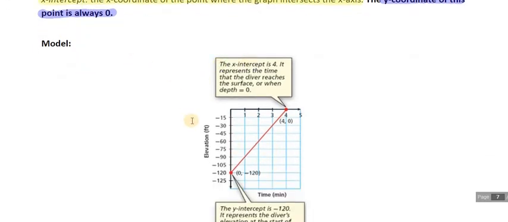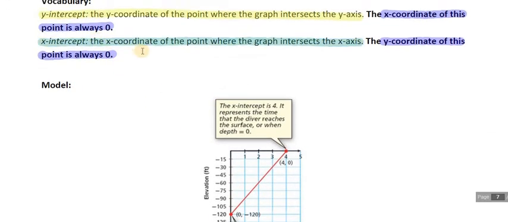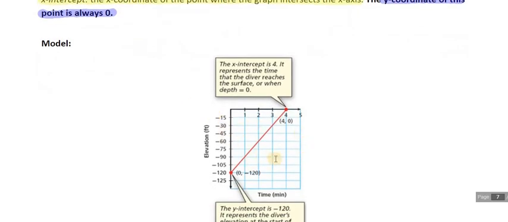Okay, so here's an example, and I didn't want to use this with the definitions just due to the fact that we are only in the bottom right quadrant of our coordinate plane. But it does display x and y intercepts. Okay, so in this model it says the x-intercept is 4.